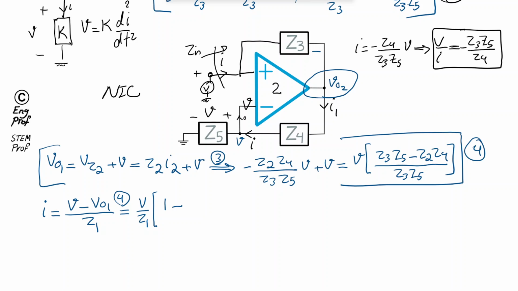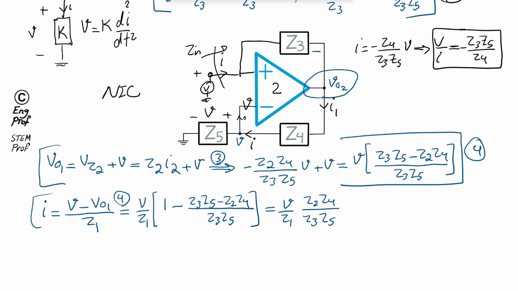V minus Vout1 is just V minus Z3, Z5 minus Z2, Z4, and then Z3, Z5. Which if we compute that, then you can see that as a result of this final equation, we have V over Zout1, and then times Z2, Z4 divided by Z3, Z5. So that is I as a function of V.